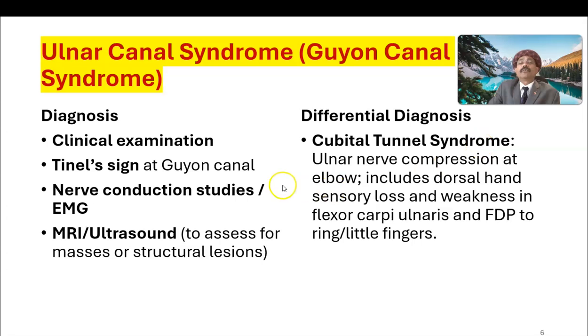Differential diagnosis: cubital tunnel syndrome, which is ulnar nerve compression at the elbow in its passage through the flexor carpi ulnaris. It includes dorsal hand sensory loss as well as ventral side loss in the ulnar distribution of 1.5 fingers, both dorsal and ventral are lost, and all the muscles supplied by the ulnar nerve will be lost, including the flexor carpi ulnaris and also the flexor digitorum profundus to the ring and little finger.